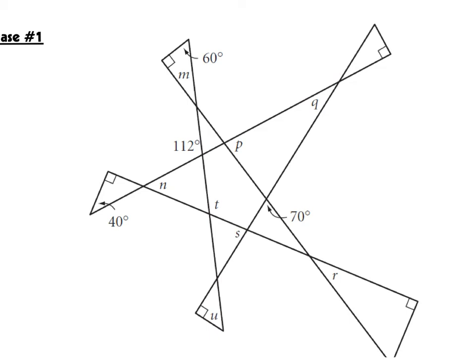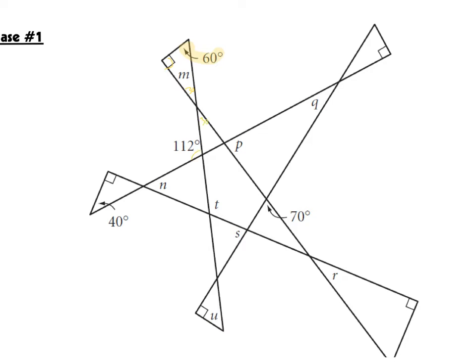All right, so we are going to start up here with this measure is 60, and we are given that this measure here is 90, and so therefore we would know that this in here is 30 by triangle sum, and then by vertical angles we know this one is 30.